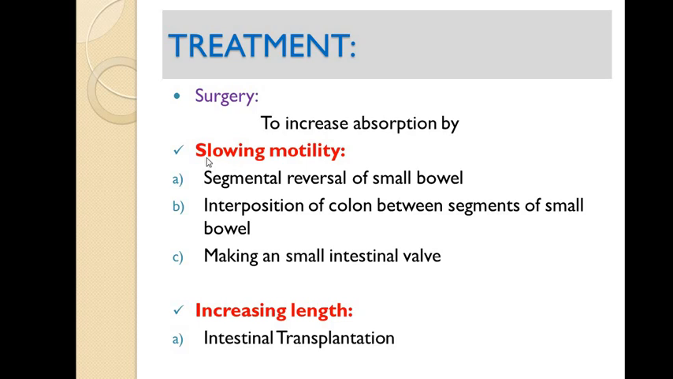As far as surgical treatment is concerned, the aim of surgery is to increase absorption by slowing the motility of the small bowel or by increasing the length of the small bowel. So the motility of the small bowel can be slowed down by one of these methods. Number one, segmental reversal of small bowel. Number two, interposition of colon between segments of small intestine. Number three, we can also make a small, weak intestinal wall, which results in slowing the motility of the small intestine.